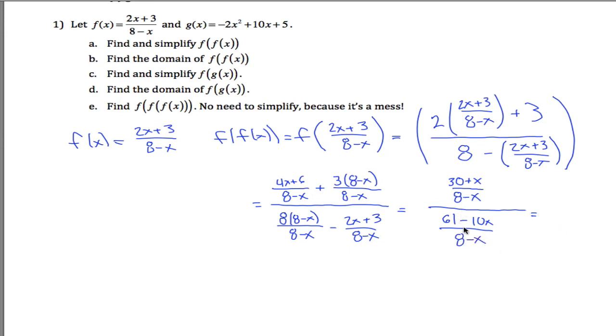I can divide fractions. It's like multiplying fractions, which means multiply by the reciprocal. What I'm saying is it's 30 plus x over 8 minus x times 8 minus x over 61 minus 10x. And what's nice here is this 8 minus x and this 8 minus x cancel each other out. And so what I'm left with for f of f of x is just 30 plus x, it's a weird looking 30 plus x over, let's say, 61 minus 10x.